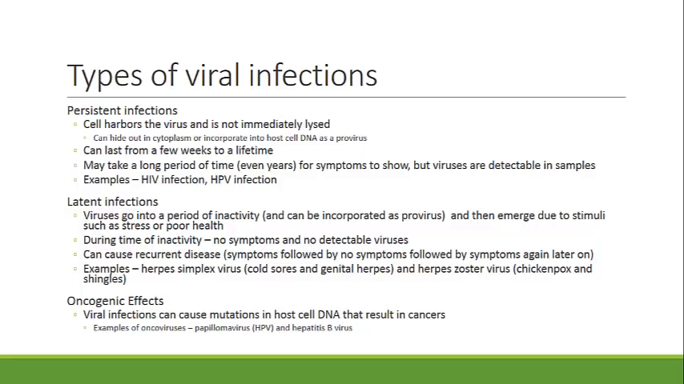Viruses can also cause oncogenic effects. This is when a viral infection causes mutations in the host cell DNA that results in cancer. So oncogenic viruses are ones associated with cancers. Examples of an oncovirus are papillomavirus, HPV, and hepatitis B virus.